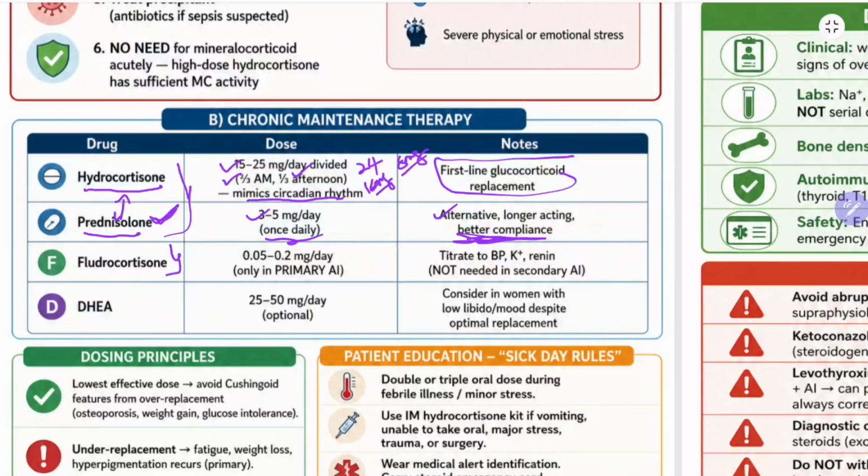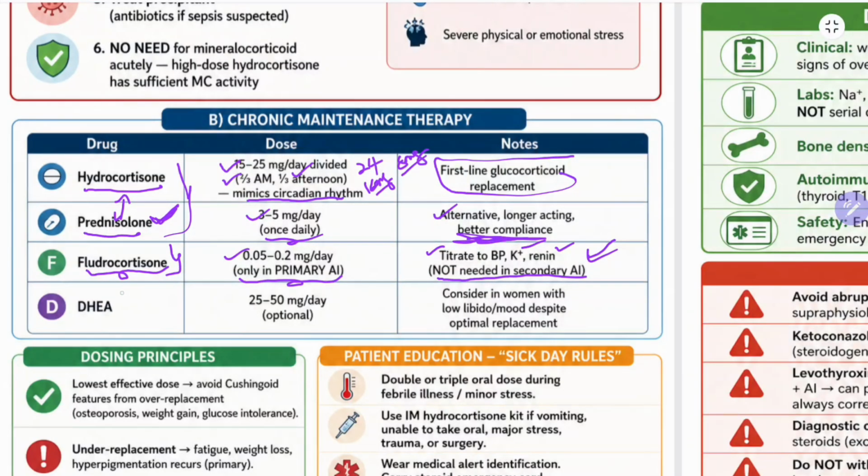Then coming to the mineralocorticoid replacement, fludrocortisone can be given at 0.05 to 0.2 mg per day. This is given only in primary AI. The dose of fludrocortisone is titrated according to the BP, the potassium levels, and the renin levels. This is not needed in secondary AI, and the most common is secondary AI only.